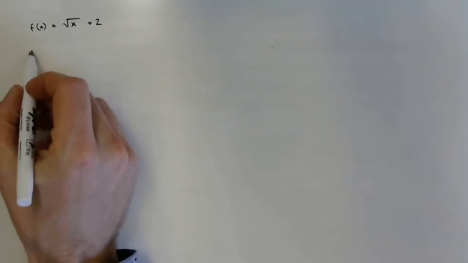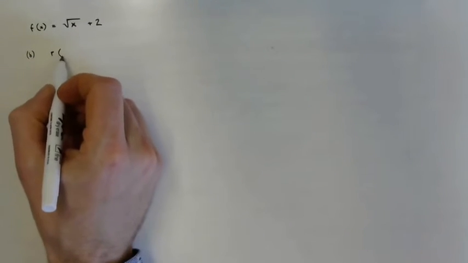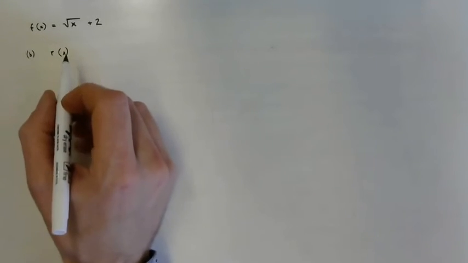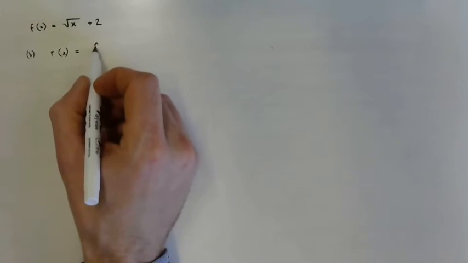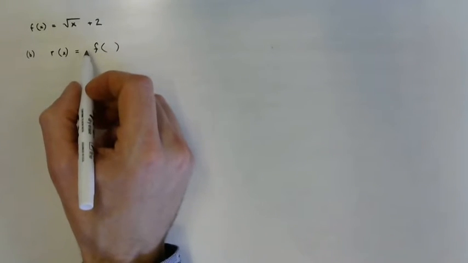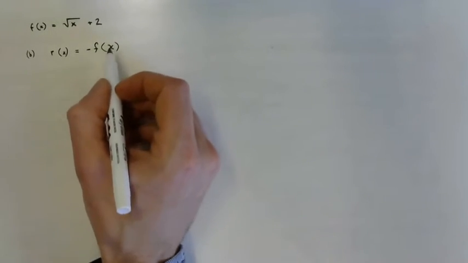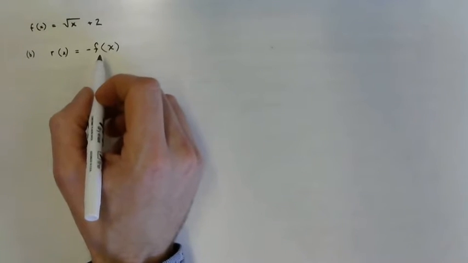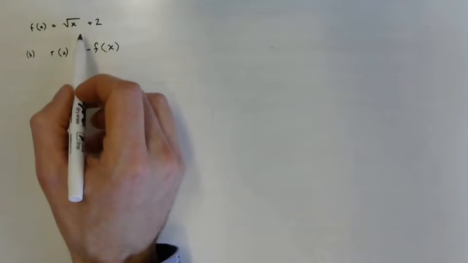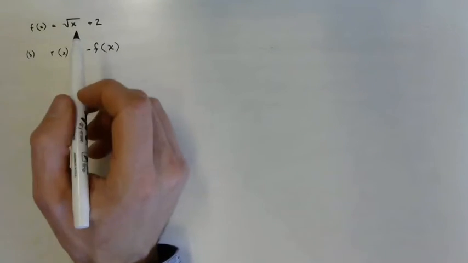All right, B. We are told that r of x is a reflection in the x-axis. So what's it going to look like with respect to f of x if it's a reflection in the x-axis? Negative f of x. Negative f of x, okay? What this means is any value that you get out, you're just going to change the sign.